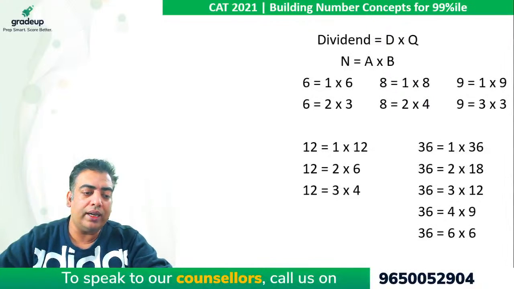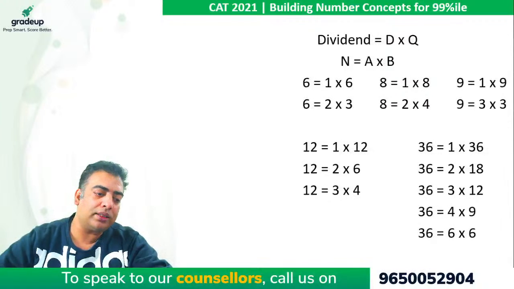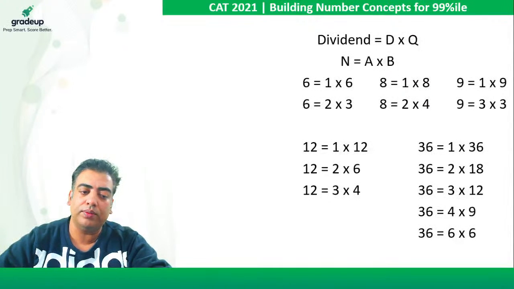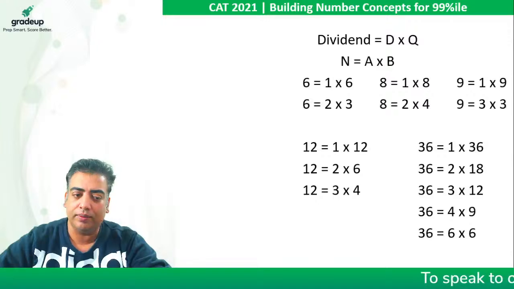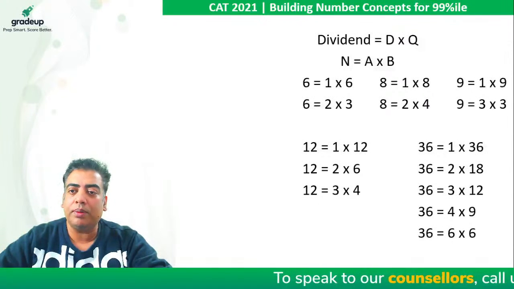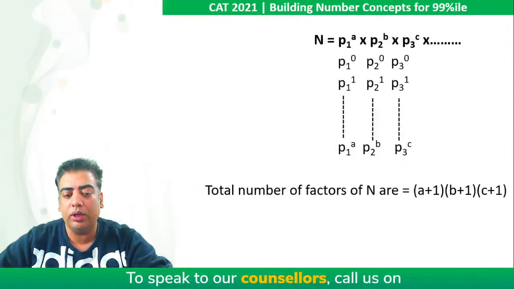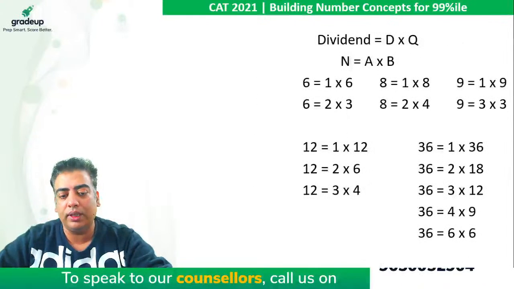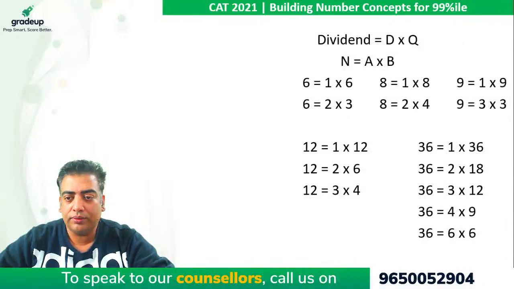Now on the other side, when there is any number n, it can always be expressed as a product of two factors, which I am writing as a and b. So please always keep in mind that both a and b are going to be factors of the given number.